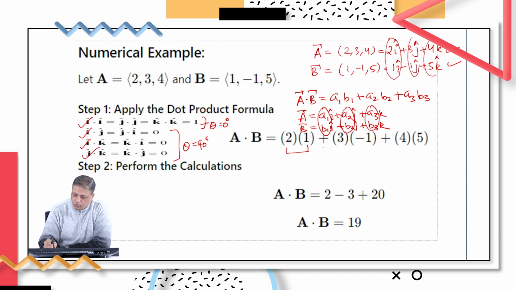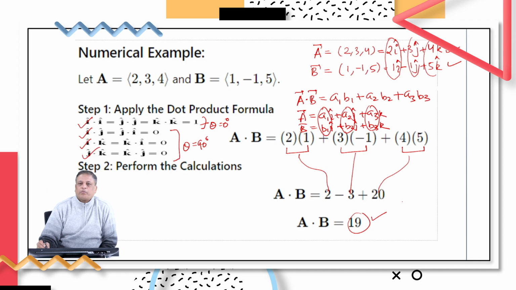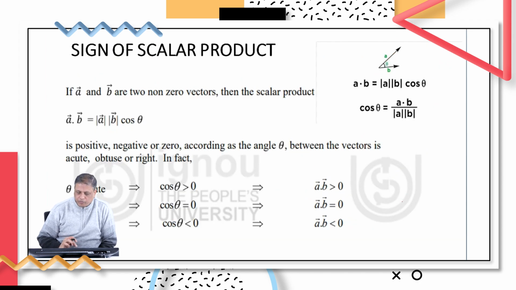So that is 2 into 1, 3 into minus 1, 4 into 5. So 2 into 1 is nothing but 2, 3 into minus 1 is nothing but minus 3, and 4 into 5 is nothing but 20. And this solves to the value 19. So A dot B results to 19.